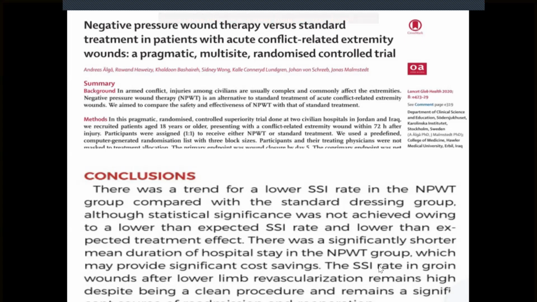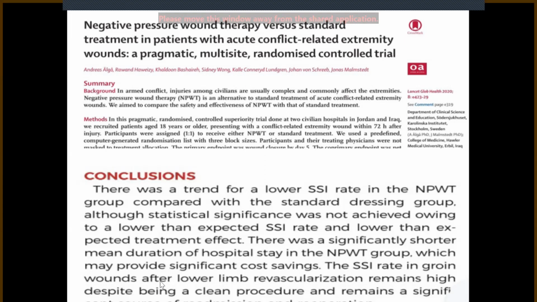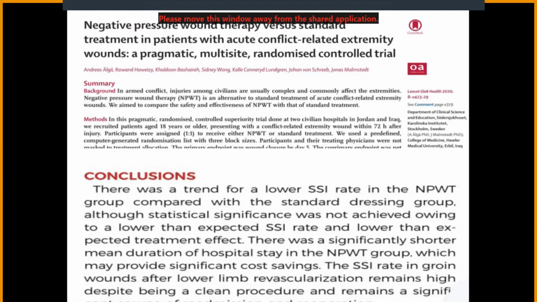The surgical site infection rate in groin wounds after lower limb revascularization remains high despite being a clean procedure, and remains a significant source of readmission and reoperation.